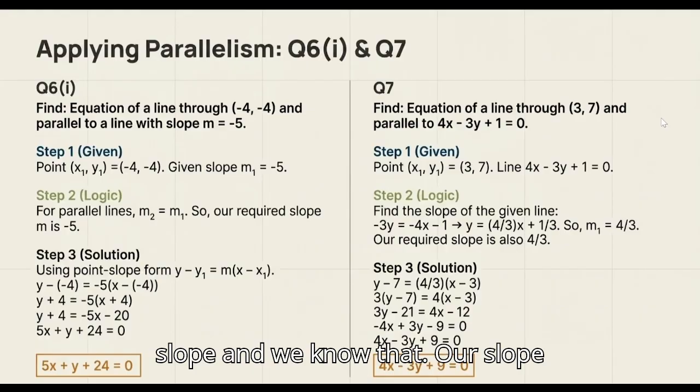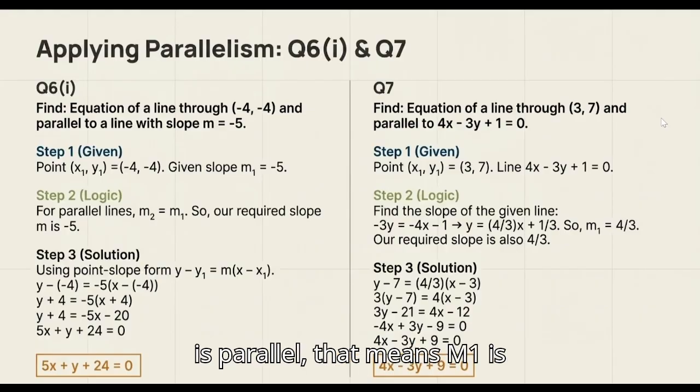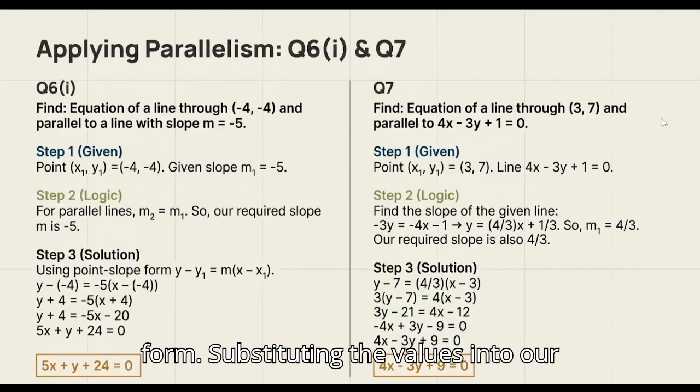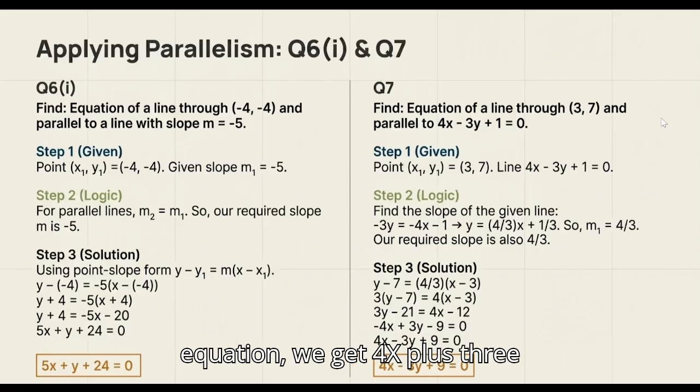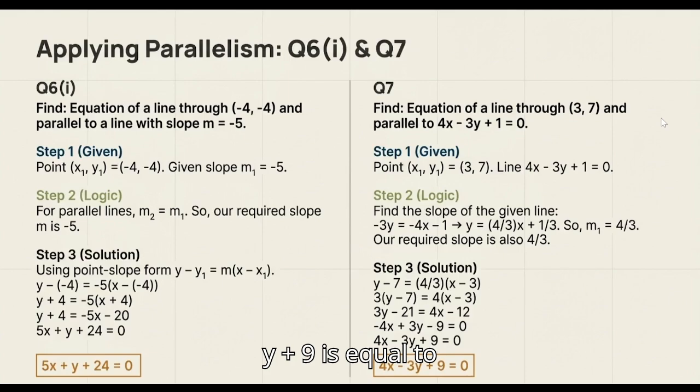And we know that our slope is parallel. That means m1 is equal to m2. So we will simply just use the point slope form. Substituting the values into our equation, we get 4x minus 3y plus 9 is equal to 0.